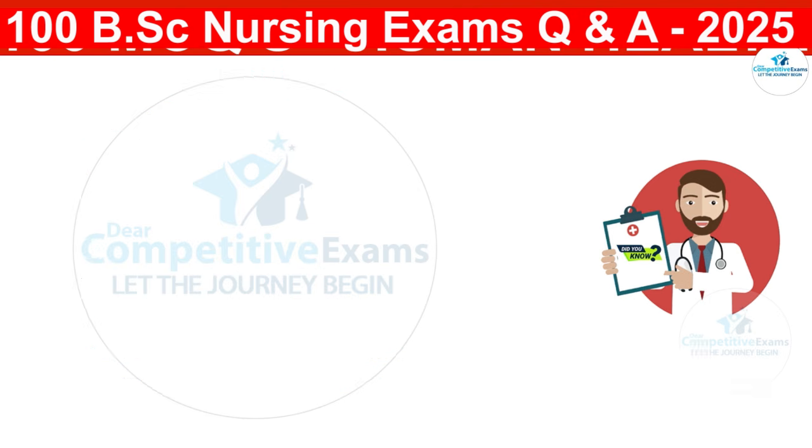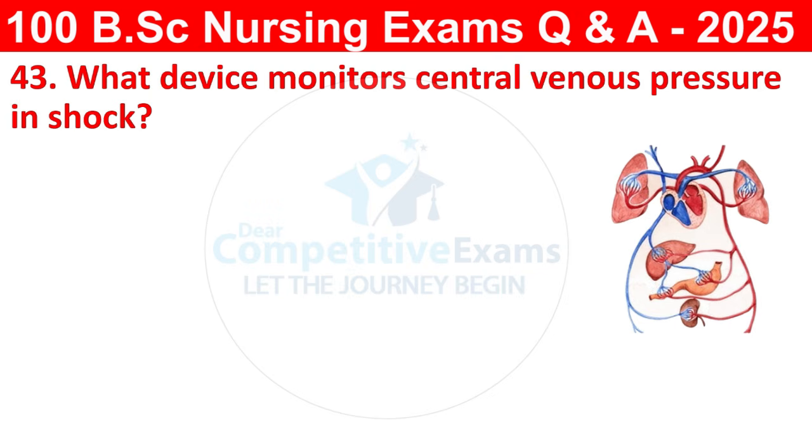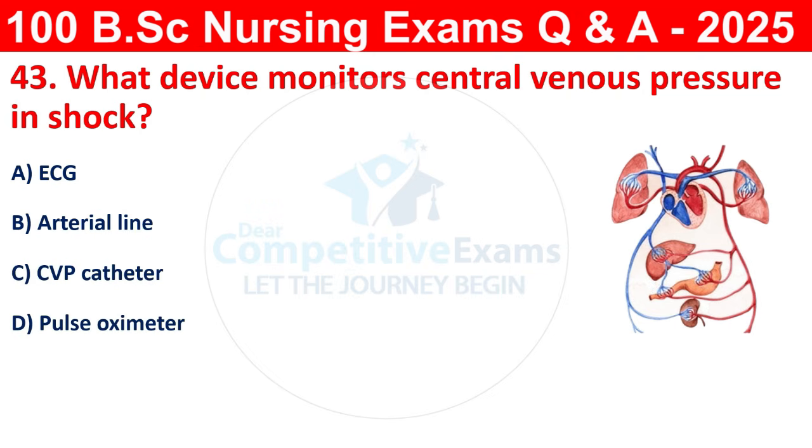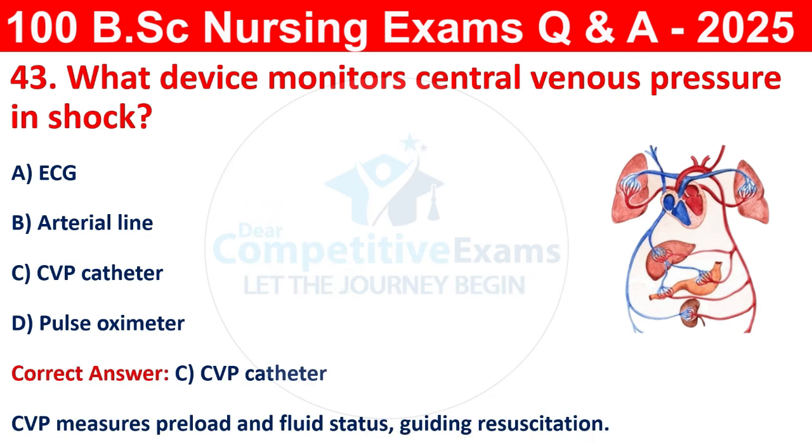Question number 43. What device monitors central venous pressure in shock? Your options are ECG, arterial line, CVP catheter, or pulse oximeter. The correct answer is C, that is CVP catheter. CVP measures preload and fluid status, guiding resuscitation.